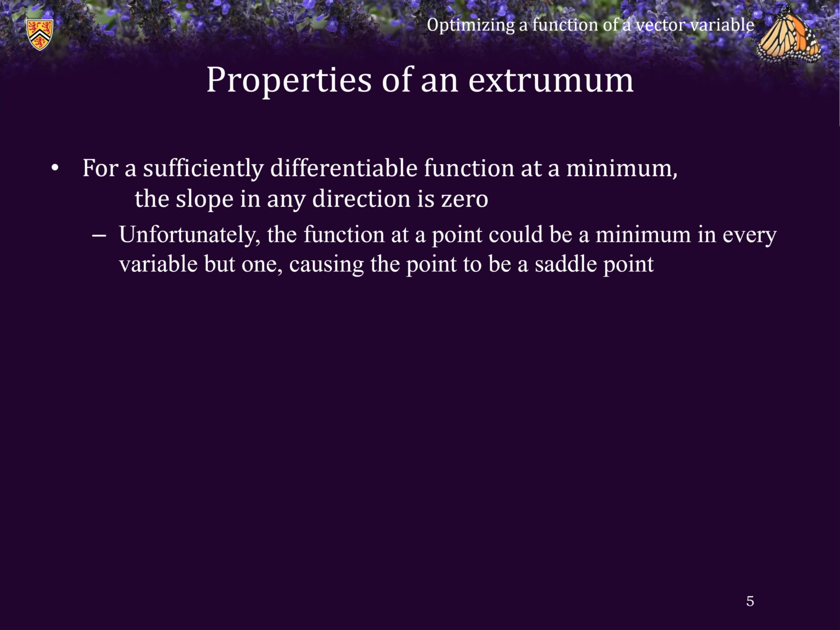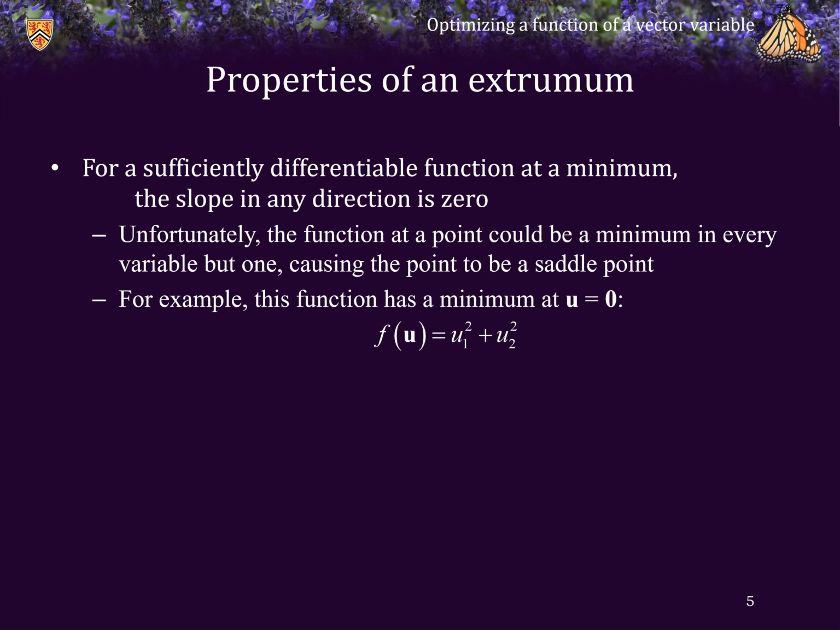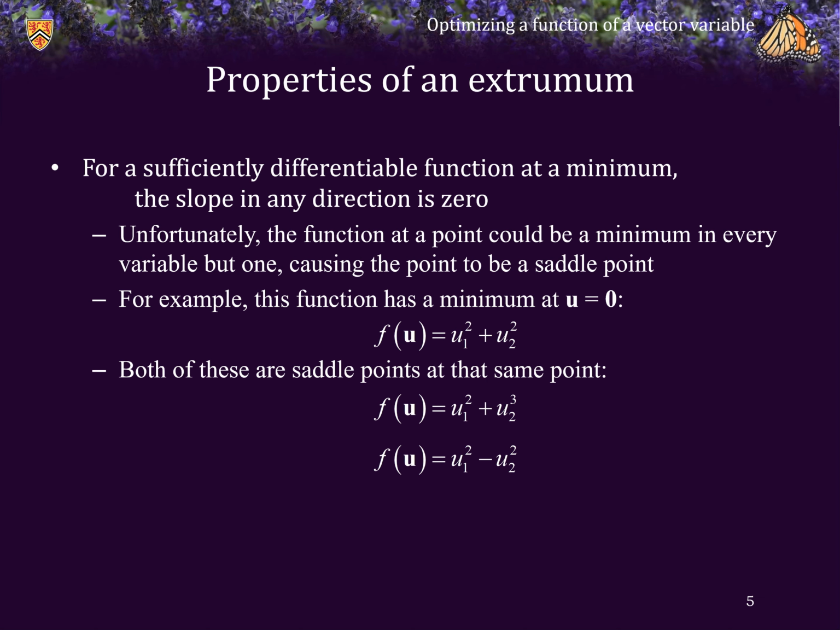So, for example, if we just have a function of a two-dimensional vector u, then this particular function has a minimum at u equaling the 0 vector. However, both of these two functions, which are only simple modifications of the one we see above, have saddle points at the origin.